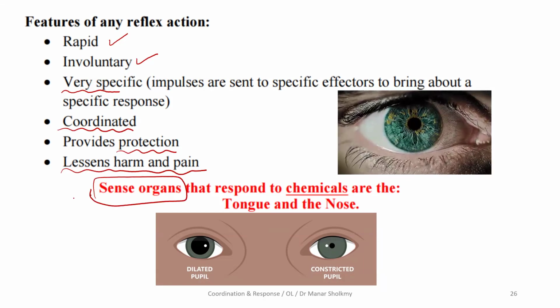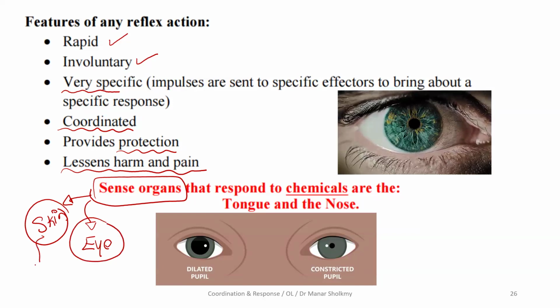Sense organs, we studied only the skin and the eye. We studied the eye and the skin, but you have many sense organs. We studied the skin and how it controls body temperature, and we studied the eye, how to control the thickness of the lens, or lens accommodation, and how to control the diameter of the pupil. But we have many sense organs. We have 5. Sense organs are organs that contain many receptors, and they respond to specific stimuli.